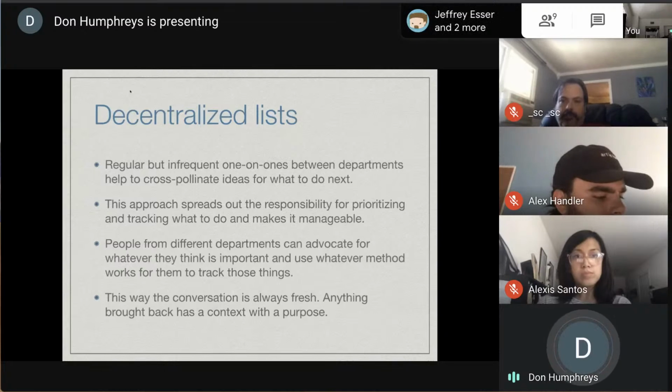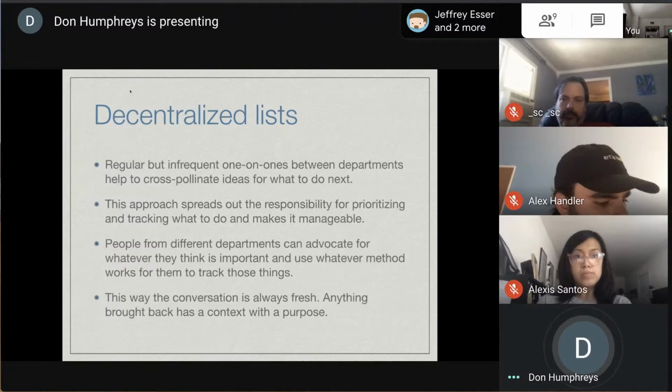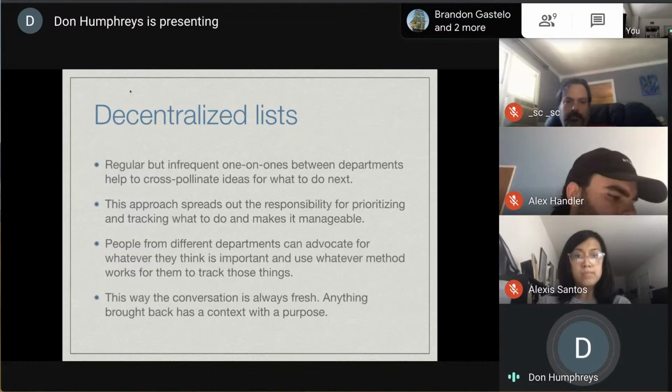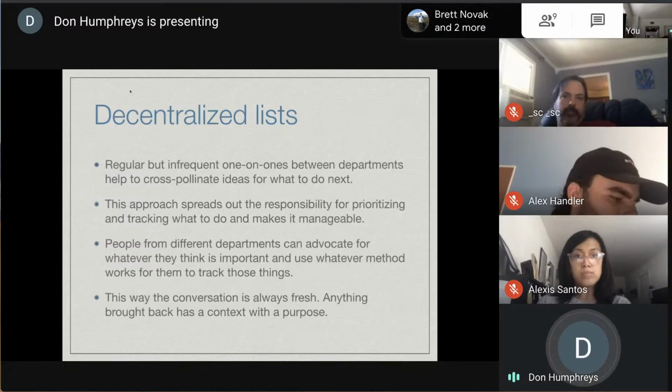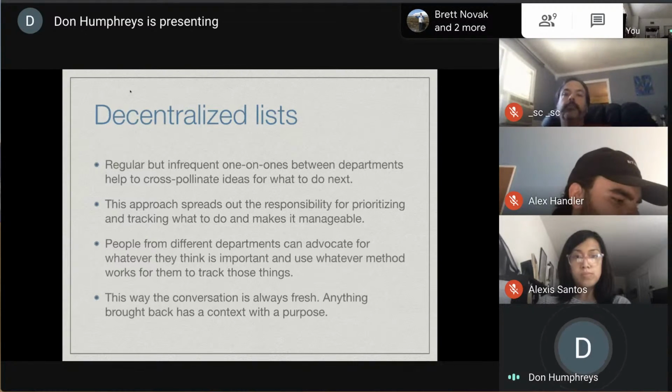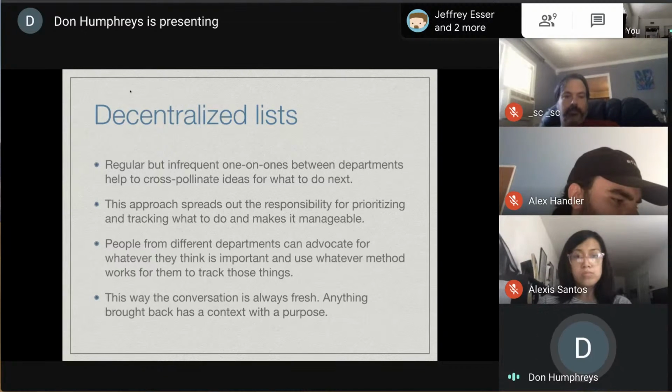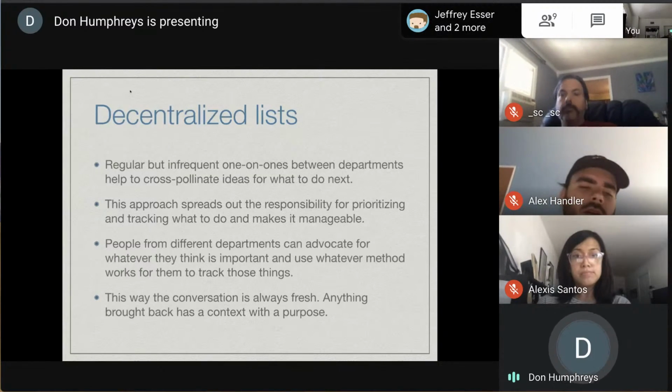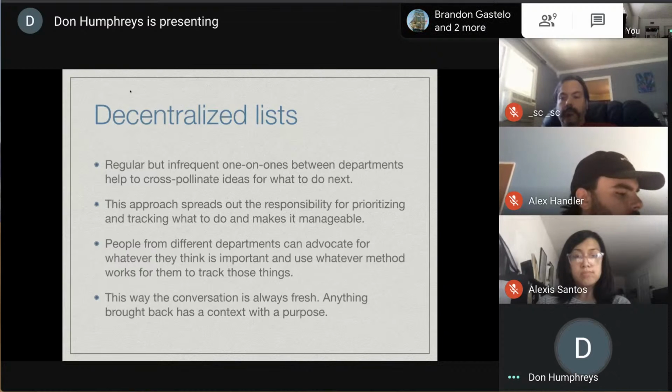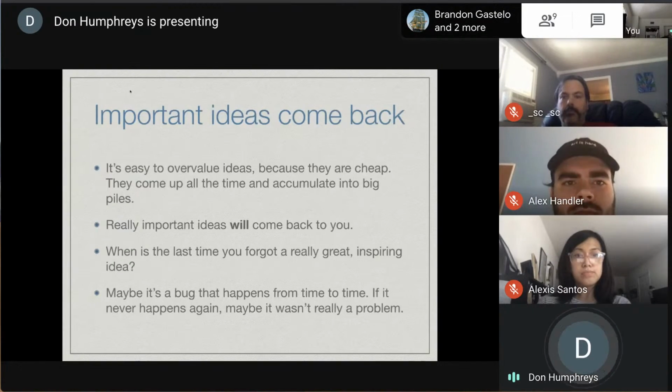This approach spreads out the responsibility for prioritizing and tracking what to do and makes it manageable. People from different departments can advocate for whatever they think is important and use whatever method works for them to track those things decentrally. This way the conversation is always fresh. Anything brought back has context and a purpose. And important ideas will come back.